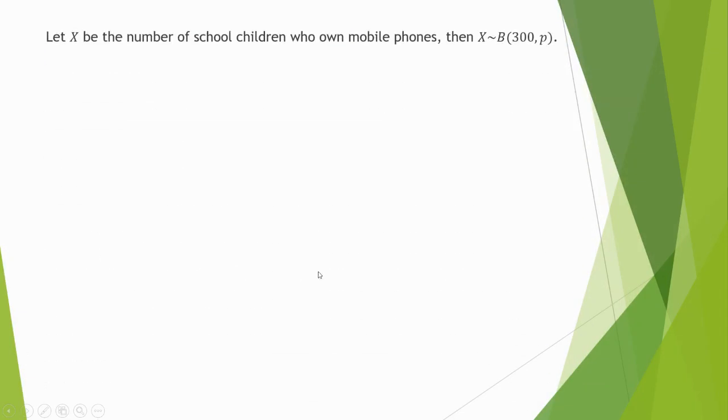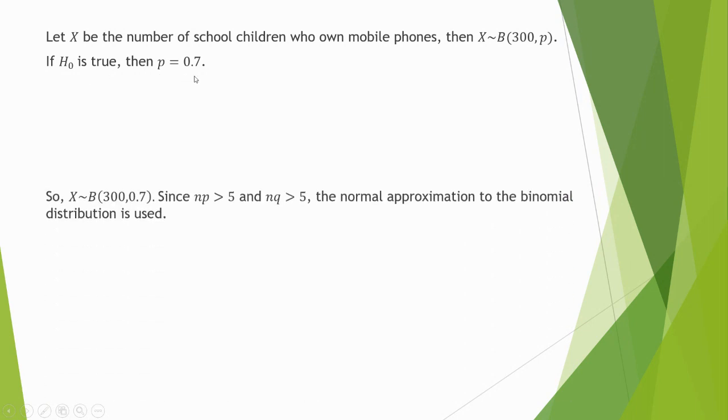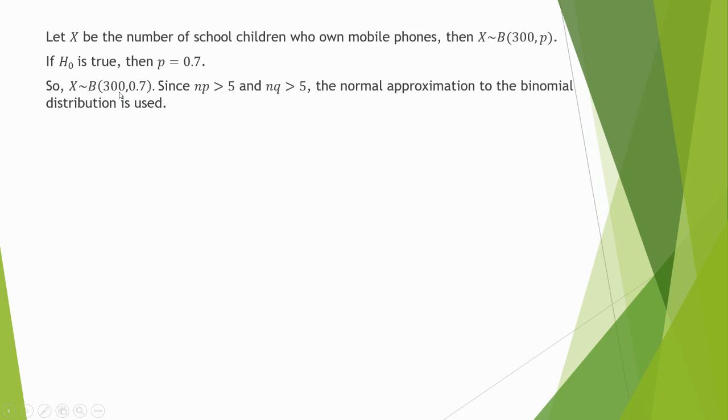Now because this is a binomial, X follows binomial 300 and p, so if H0 is true, then p is 0.7. Since np is greater than 5 and nq is greater than 5, we can approximate this binomial distribution. So how do we approximate? The mean np is 210, which you get by n times p. The variance 63 you get by n times p times q, which is 300 times 0.7 times 0.3.